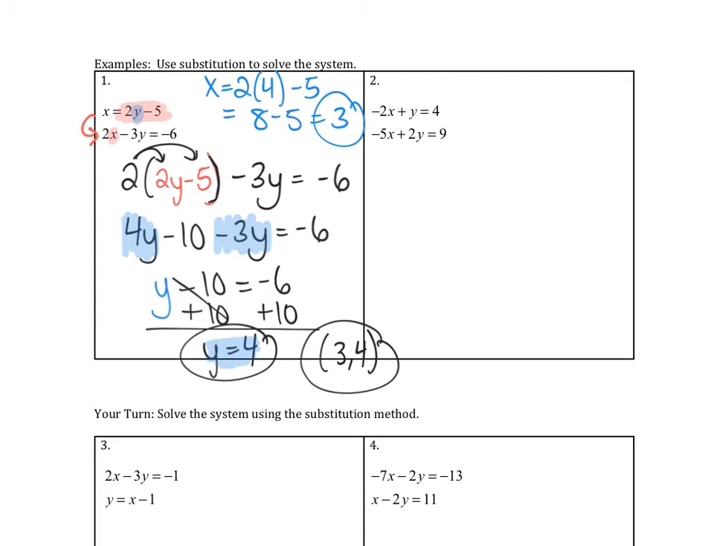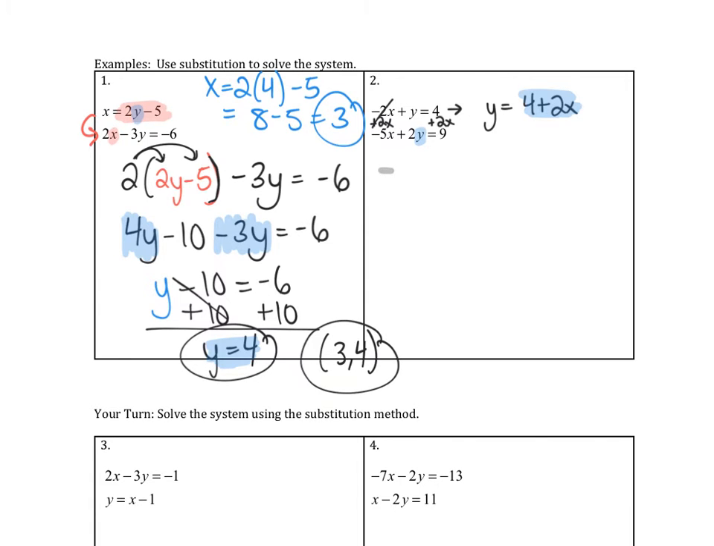Now in the next one, we don't have either equation where the variable is already by itself. But if you look at this first equation, you can easily get the y by itself there, simply by adding the 2x onto both sides. So when I do that, I'm going to get my y by itself, and it's going to be y equals 4 plus 2x. Now that I have a variable by itself, I'm going to plug it into my other equation. So 4 plus 2x, I'm going to plug in for my y in my second equation. Let's watch what it looks like.